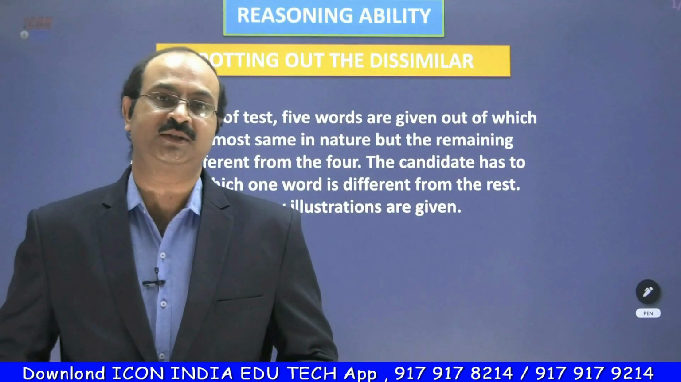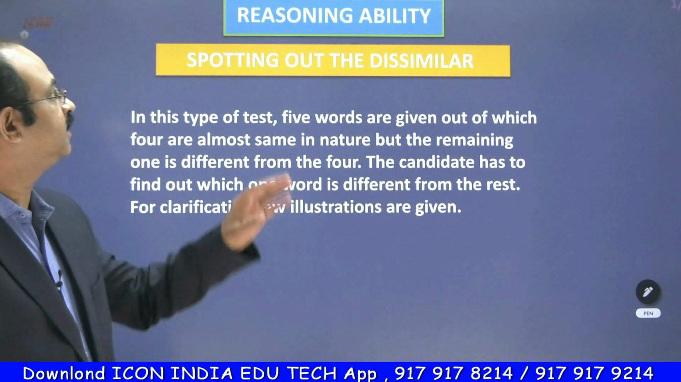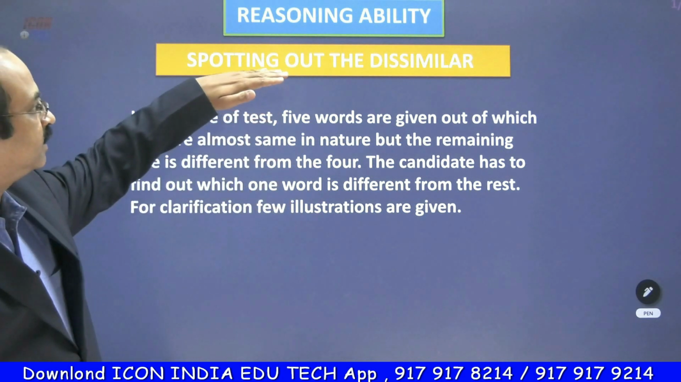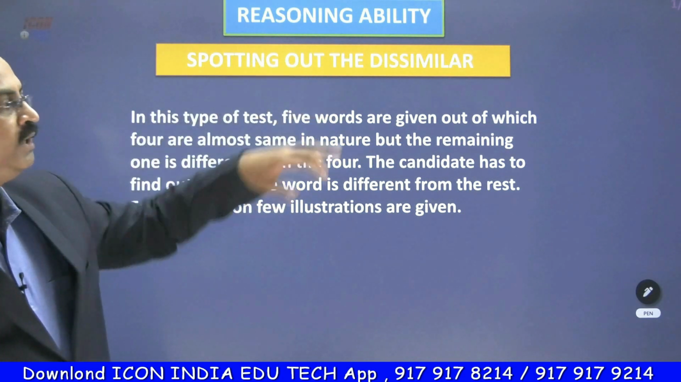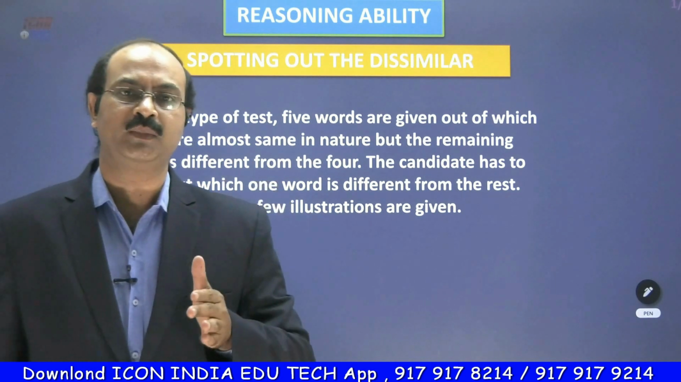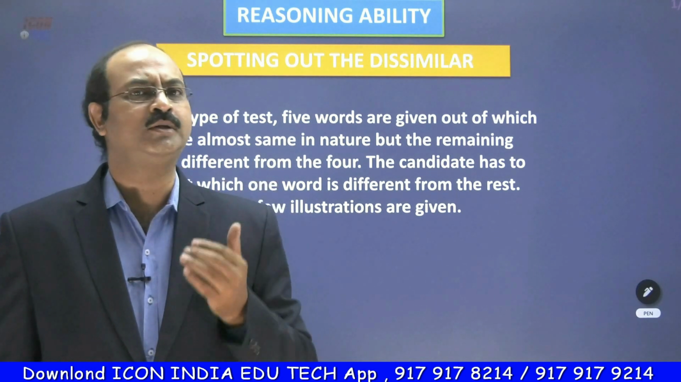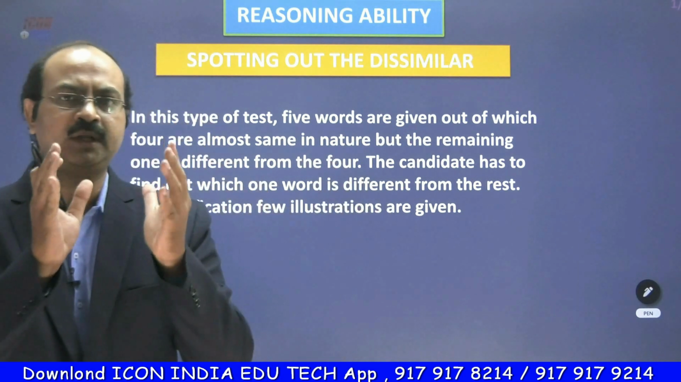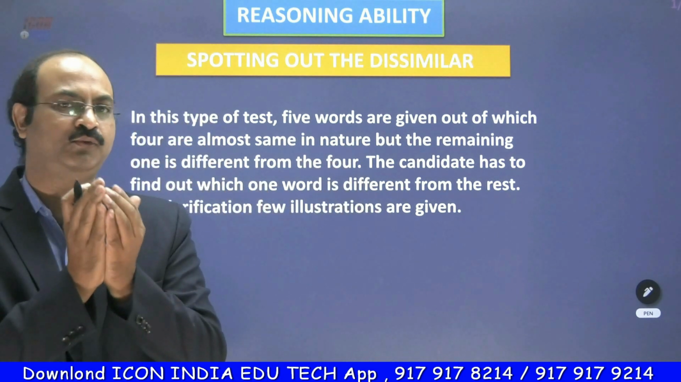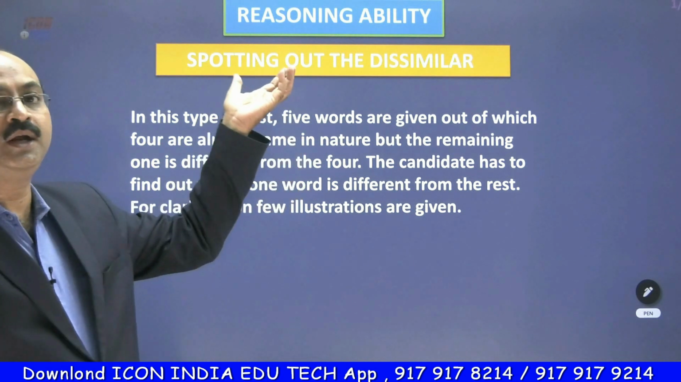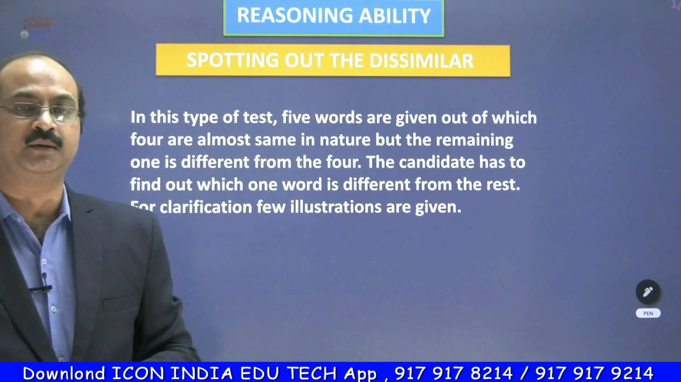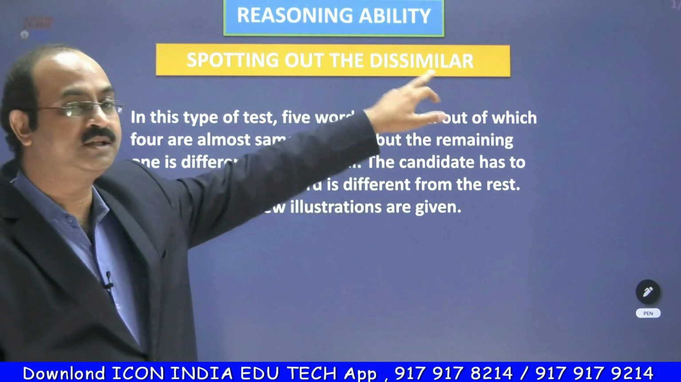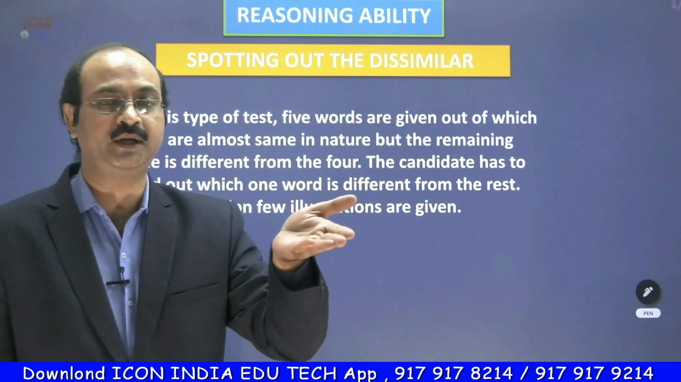Dear aspirants, in this particular reasoning ability, the chapter you are seeing is spotting out the dissimilar. Sometimes the same thing we can also call classification. Now basically what is the central idea of the questions that will be related to this spotting out the dissimilar? See, the word dissimilar means not similar, correct?